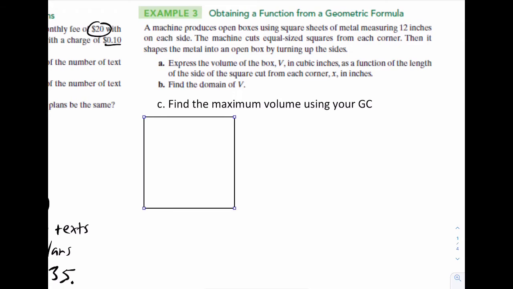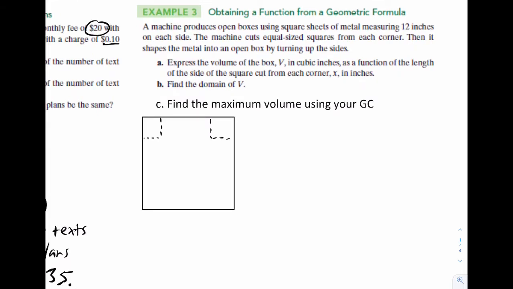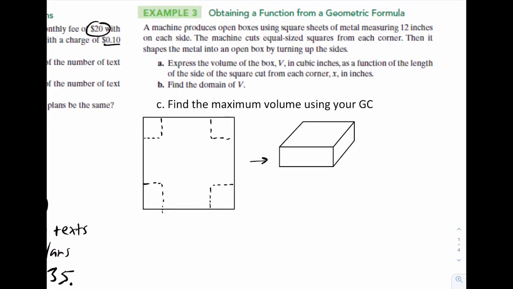So here's a square sheet. And imagine you're cutting out these corners like this. Now the corners are all uniform. And it tells you that because this is equal-sized squares. And then that's going to lead to some shape like this. Okay, so we're trying to get it to look like that. That's our goal. So now it says express the volume as a function of the length of the side of the square cut from each corner.